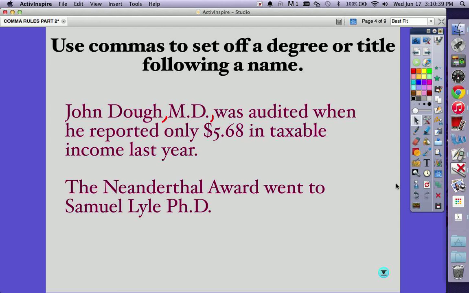A second example, "The Neanderthal Award went to Samuel Lyle, PhD." I'm going to separate his name from his degree. Since that's at the end of the sentence, I obviously don't need a comma after that particular degree.